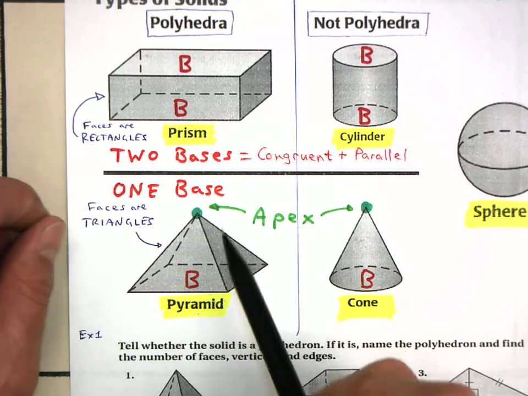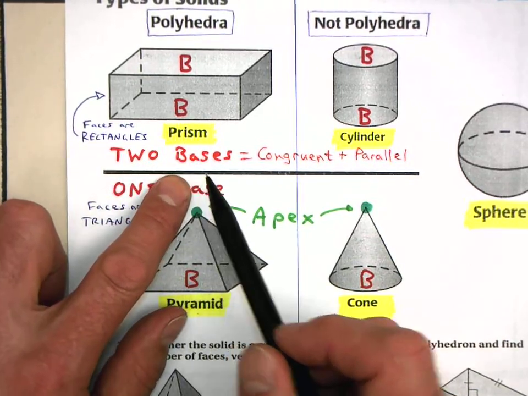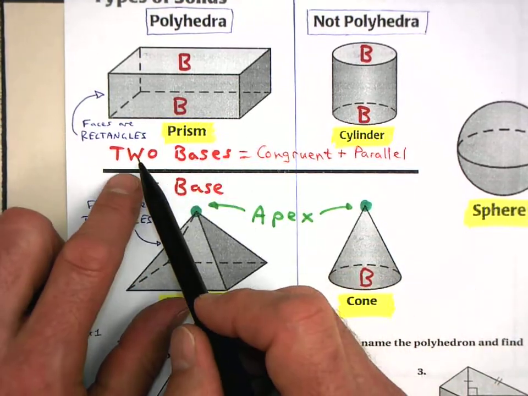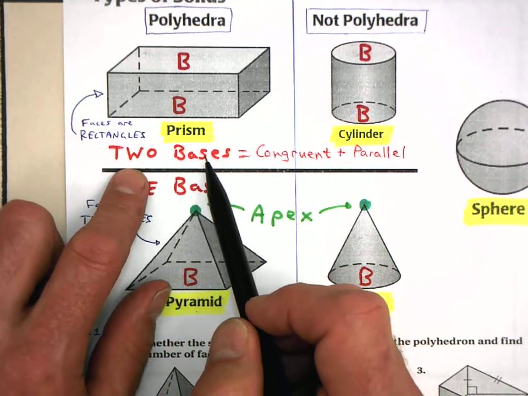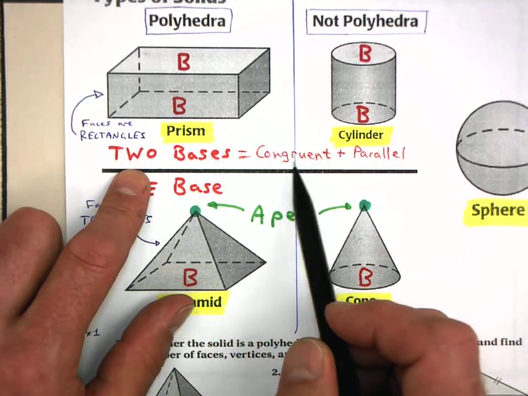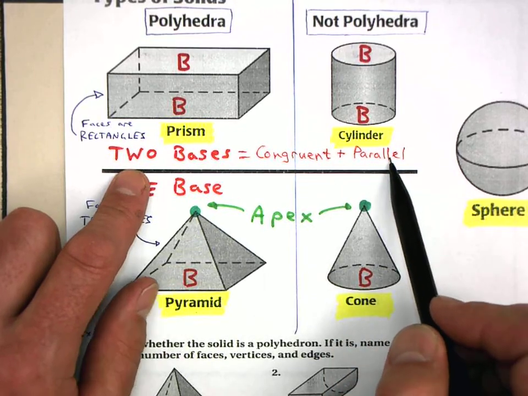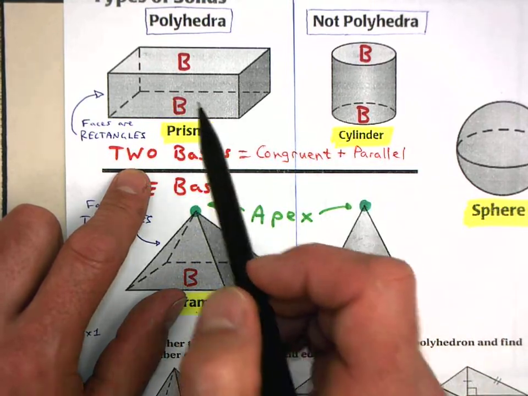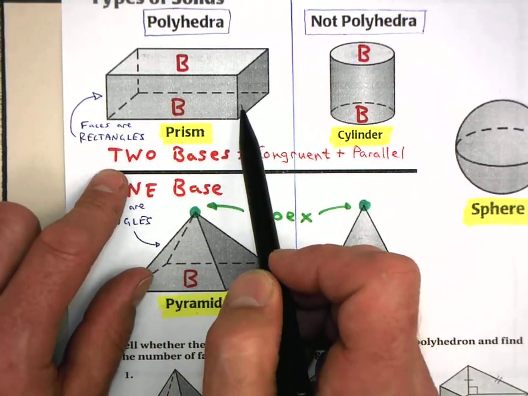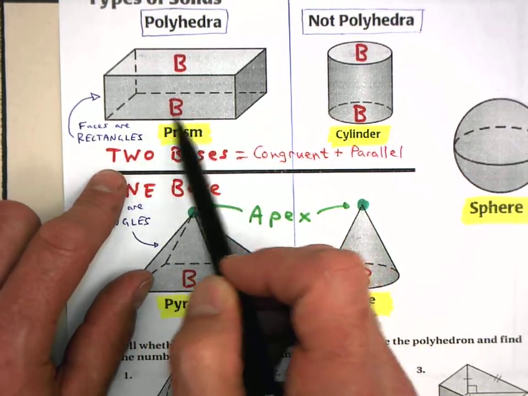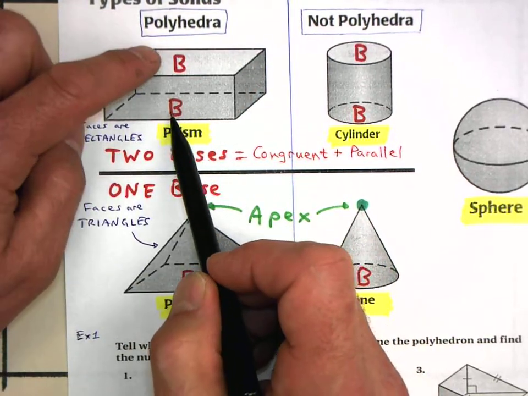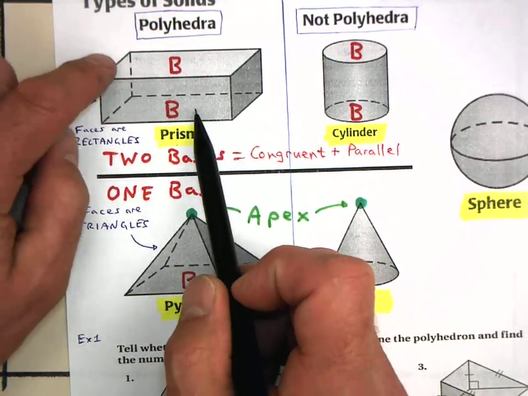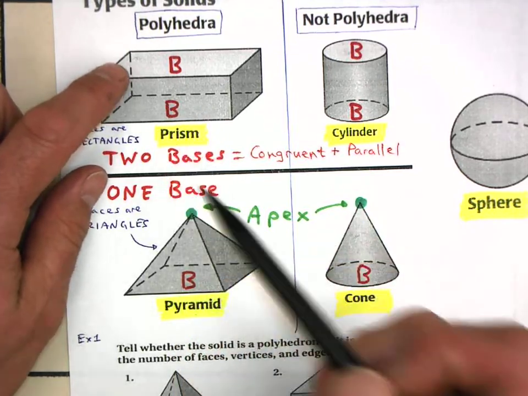And let's define what we mean by base. In order for there to be two bases, those two bases have to be congruent and parallel. In order to be bases, they have to be congruent and parallel. So notice here that these two rectangles on the bottom and also up on the top, those are congruent. These two shapes are congruent, and those two shapes are parallel.